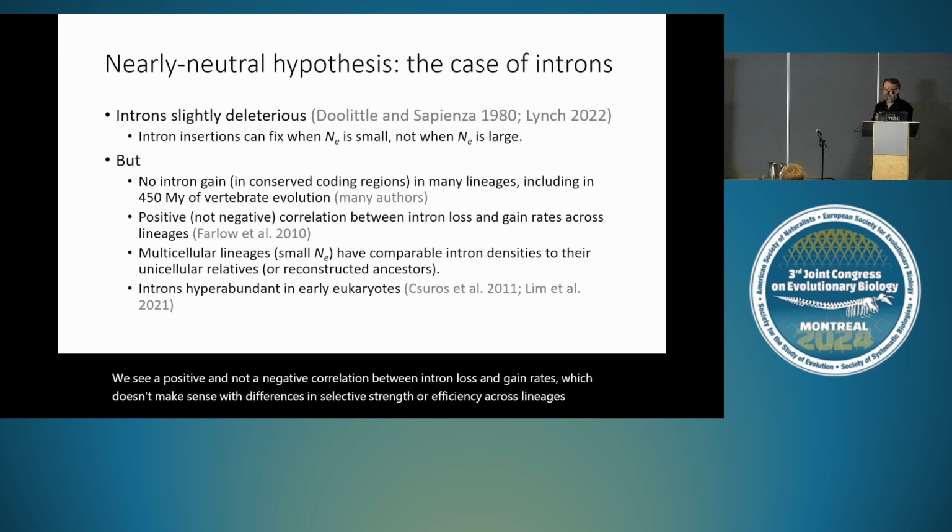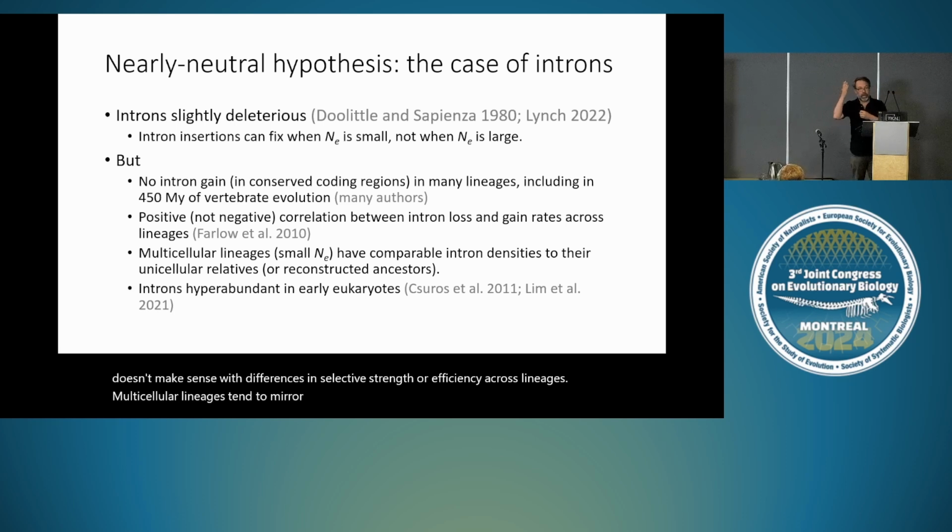Multicellular lineages tend to mirror their unicellular relatives or reconstructed ancestors in their intron densities. So the presumed decrease in NE that goes with multicellularity does not lead to an increase in intron numbers. And introns appear to have been hyperabundant in early eukaryotes, not a famously small NE lineage.